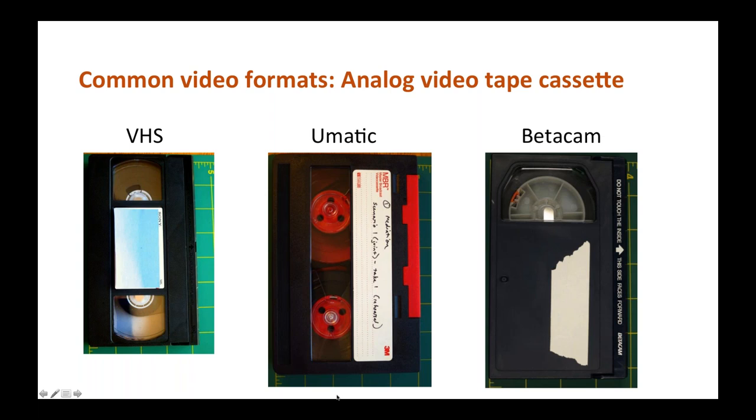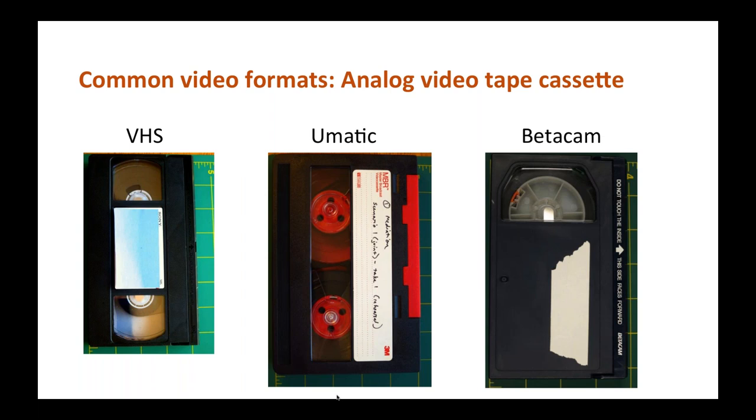So analog tape, videotape cassettes. So VHS, hopefully you all still remember VHSs. They were developed in the 70s by JVC, and it stands for Video Home System, and they reached their popularity in the 1980s and 90s and had a variety of uses, including home video distribution.